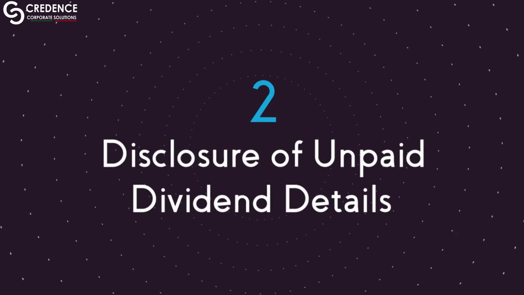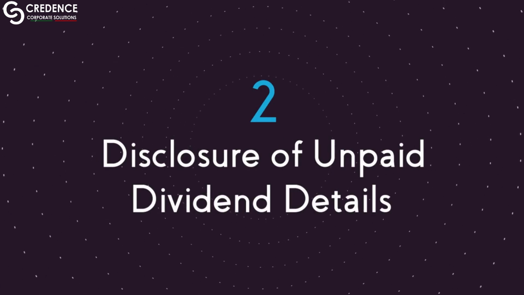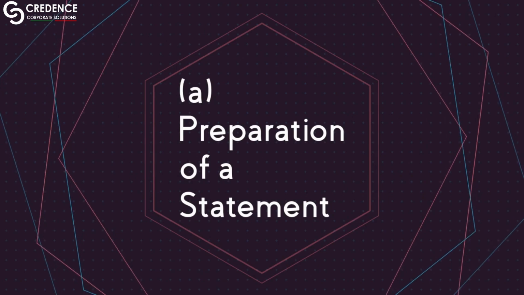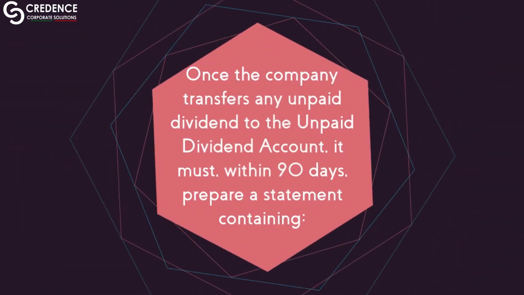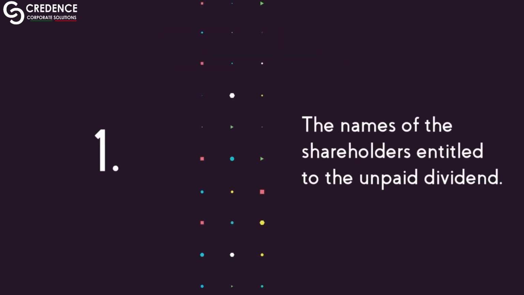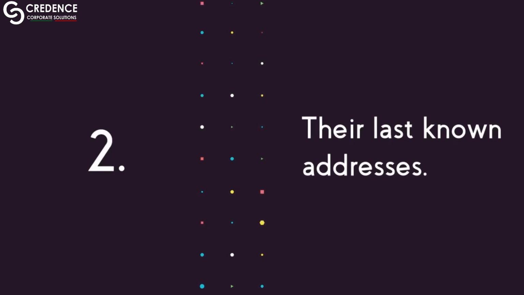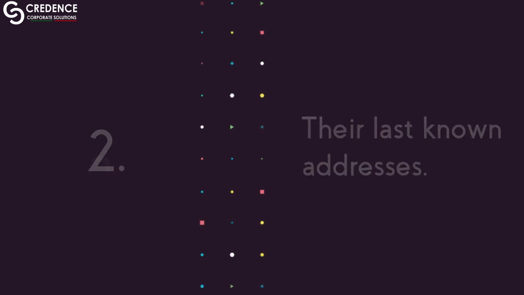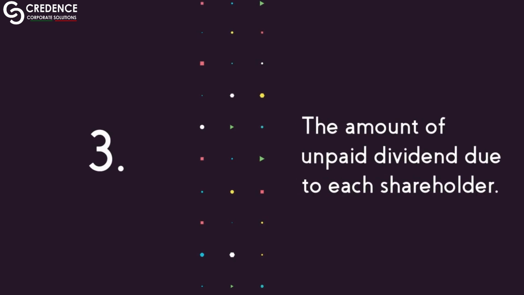2. Disclosure of unpaid dividend details. A. Preparation of a statement. Once the company transfers any unpaid dividend to the Unpaid Dividend Account, it must, within 90 days, prepare a statement containing: 1. The names of the shareholders entitled to the unpaid dividend. 2. Their last known addresses. 3. The amount of unpaid dividend due to each shareholder.